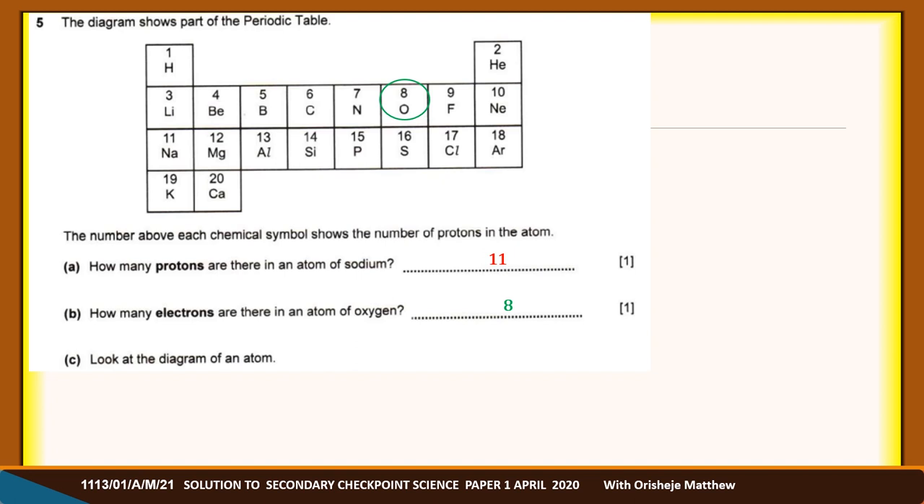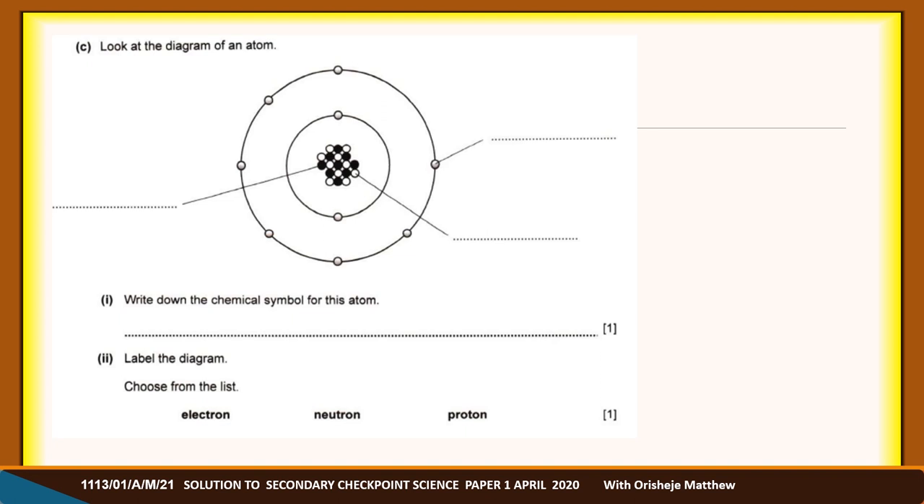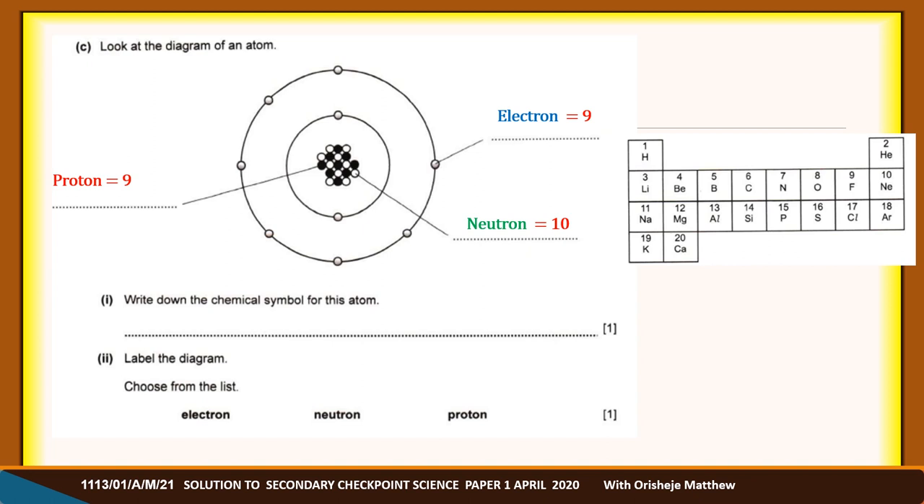Look at the diagram of an atom. Write down the chemical symbol of this atom. So you can count the number of electrons. If you count the number of electrons, 1, 2, 3, 4, 5, 6, 7, 8, 9. We label it 9 electrons, 9 protons, 10 neutrons. So that is fluorine.